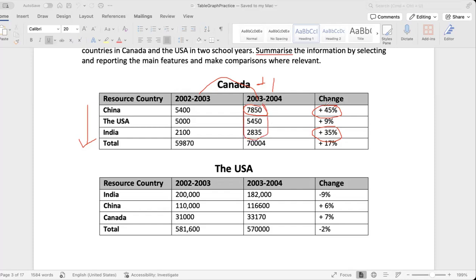But in its place, we will definitely write that it increased by 45%, and this increased by 35% for India. We'll give the first year's data and then we'll say it increased by 35%. Okay, sir. Clear? But we are not giving that it became 2835 because that is not necessary. Because already we are saying it's increased by 35%. So that comes from the calculation, so there's no need to give it.